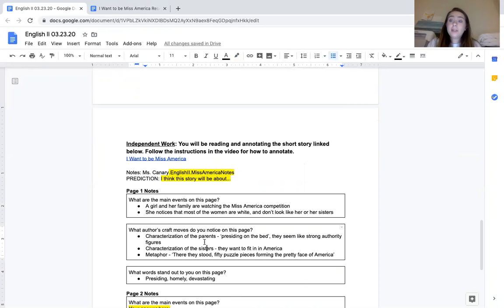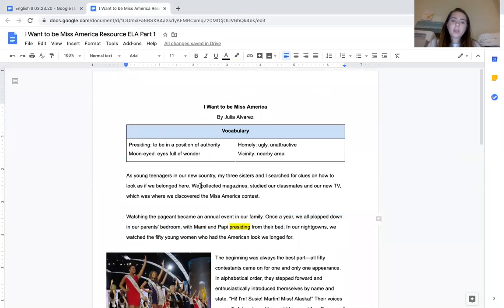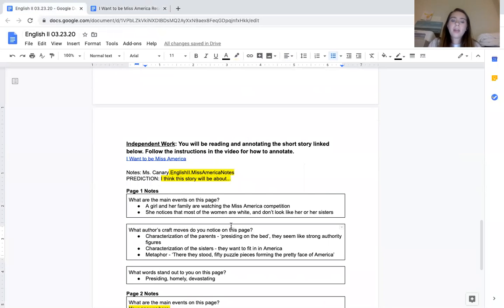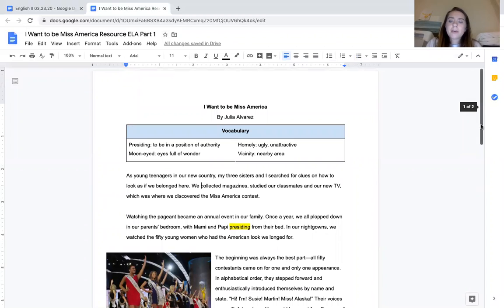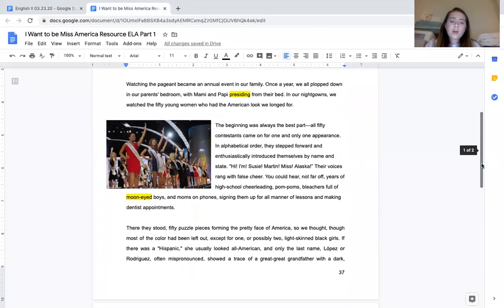We also learned a lot about the sisters. The first paragraph was what really stood out to me, where it says they're searching for clues on how to look as if they belong in their new country. That tells me the sisters really care a lot about fitting in America. That's what I wrote, characterization of the sisters. They want to fit in America. Then I asked myself, okay, did I see any instances of figurative language as I was reading? And I noticed in this last paragraph, it says, "there they stood, 50 puzzle pieces forming the pretty face of America." So she's comparing the women to puzzle pieces. And remember, metaphor is any comparison that doesn't use the words like or as. So she's comparing these women to puzzle pieces. That's an author's craft move. I wrote it down.